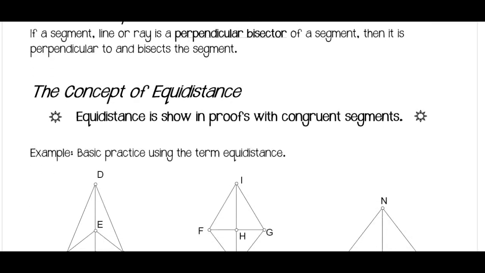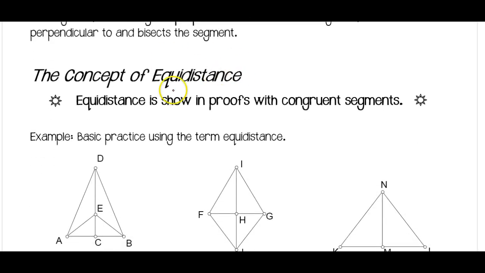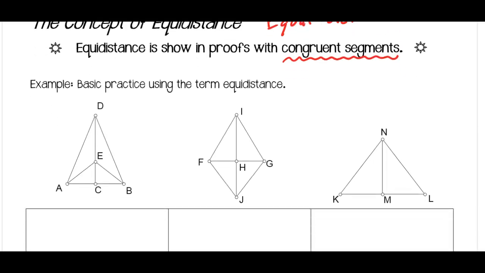Now, when we talk about equidistance, if you think about what this word looks like, it looks like equal distances. Okay, and when we're talking about equal distances, we're talking about congruent segments. So when you see that 2 segments are congruent, I want you to start thinking, oh, if these 2 segments are congruent, then something is equidistant from something else. So let's take a look.